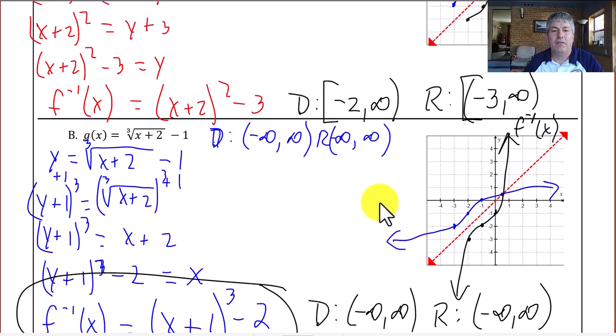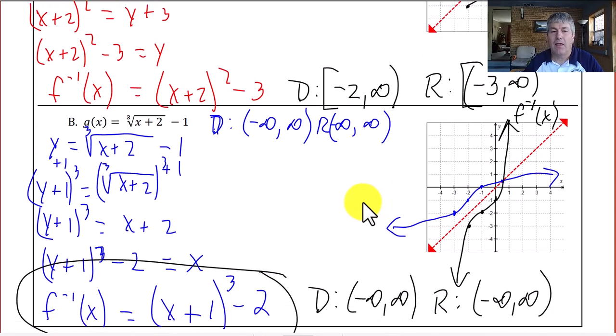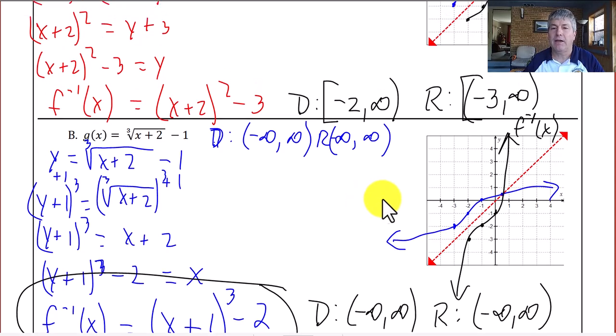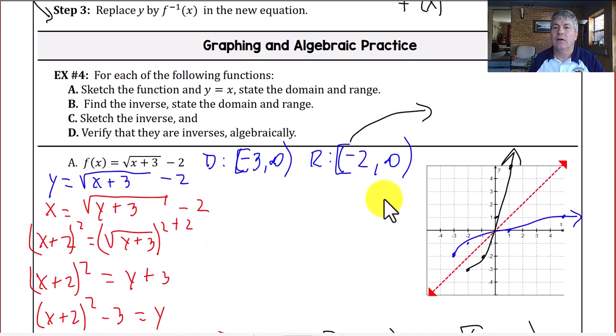So there are a couple examples of graphing a function and its inverse, and also finding the inverse of the function algebraically. And you'll get some more practice with this when I see you in class.